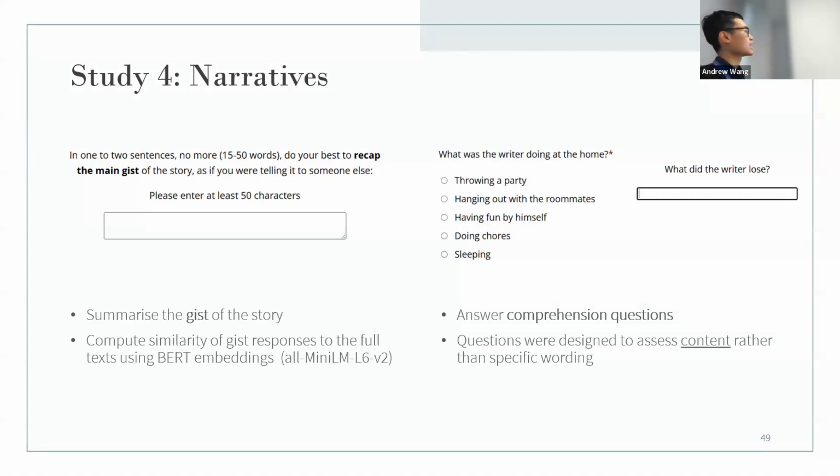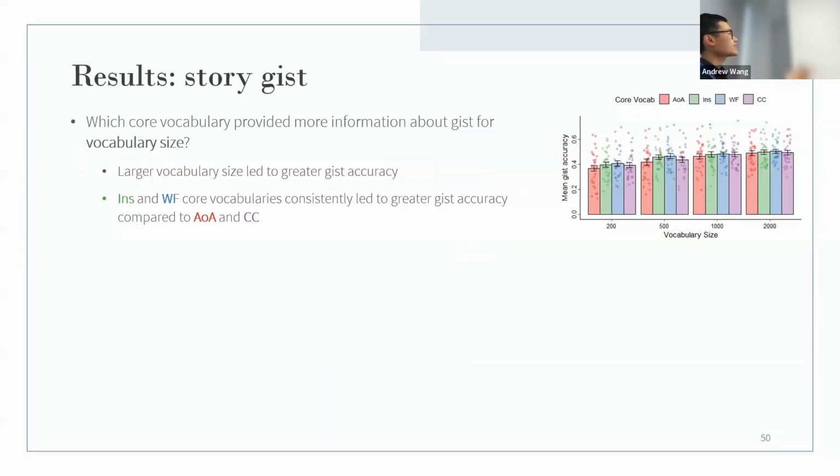And then we got them to answer a series of comprehension questions about key details about the story, like key events, cause and effects, people's motivations and feelings, and so on. So the results, just looking at gist, again, the question is which core vocabulary provides more information about gist for vocabulary size? Rather comfortingly, larger vocabulary sizes led to greater gist accuracy, which is sensible, nice to see. But again, there are differences between our different types of core vocabulary. So the in-strength and WF core vocabularies consistently led to greater accuracy compared to the other two.